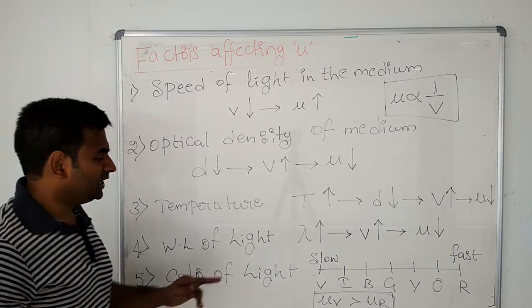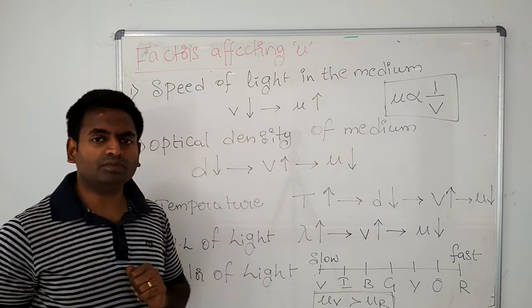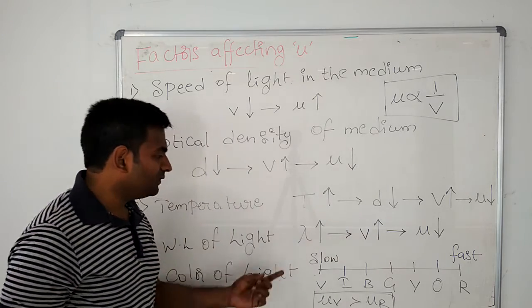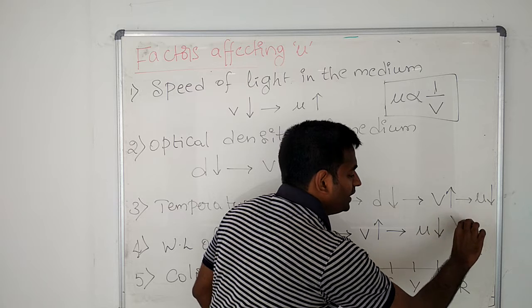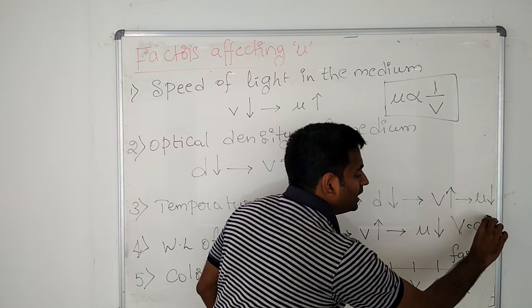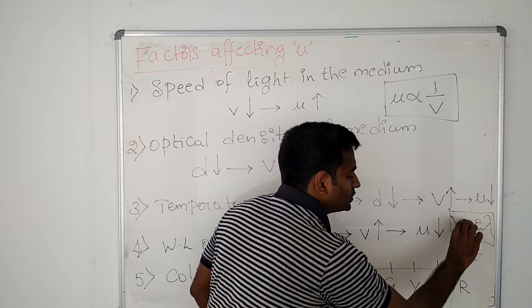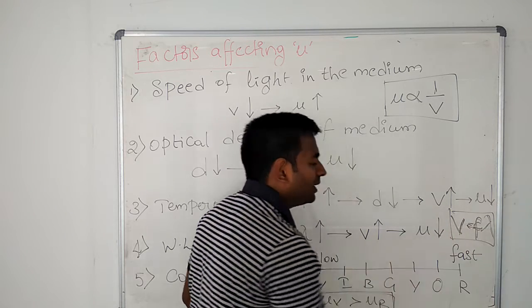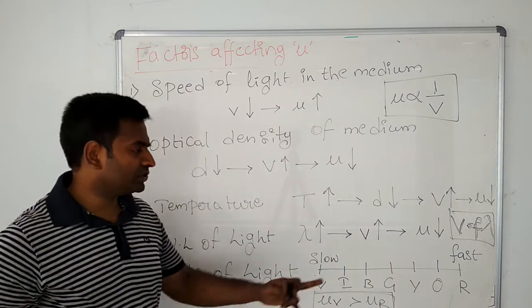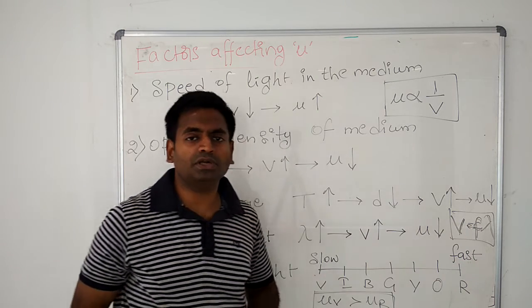Wavelength of light. If my wavelength of light is more, then my velocity is more. This you need to know. How? We know the formula that velocity of the light, V is equal to F lambda, that is frequency and wavelength. So the velocity of the light is equal to frequency of the light into lambda. The frequency remains constant. So the velocity is always proportional to wavelength.